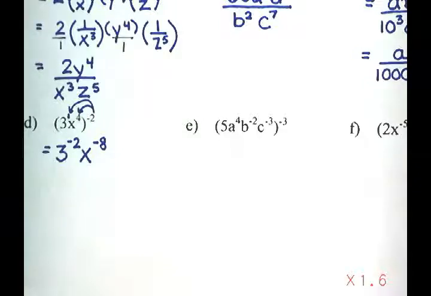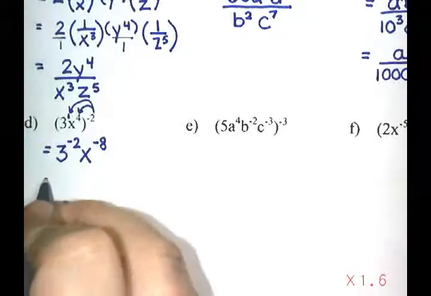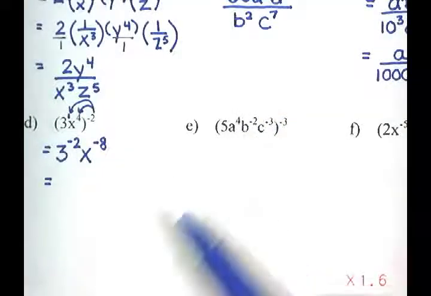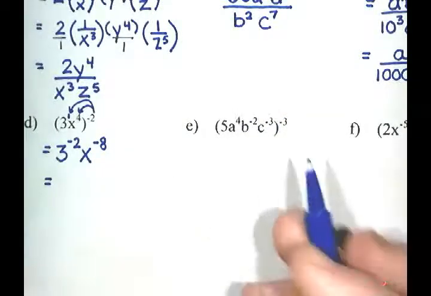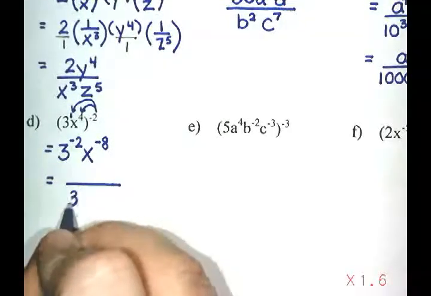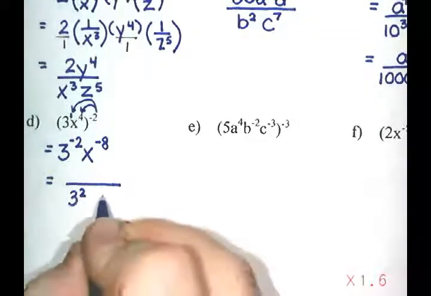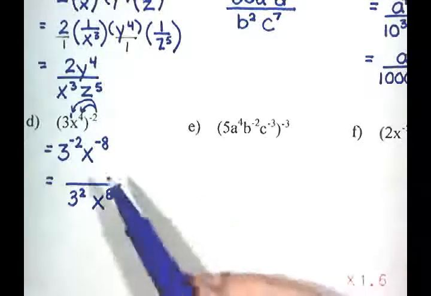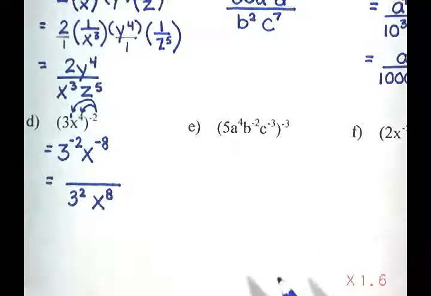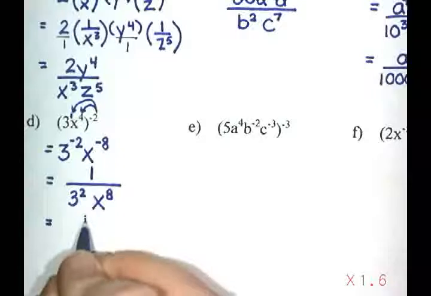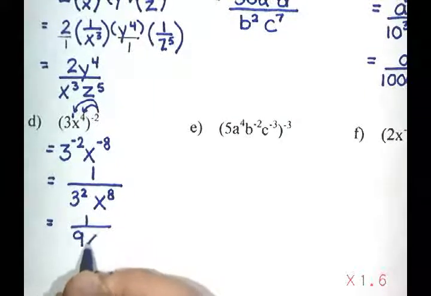Now, those negative exponents, they flip. And we talked in the previous examples about how anything with a positive exponent stays on top, and anything with a negative exponent is going to flip down into the denominator. So the 3 to the negative 2 is going to end up in the denominator, and the x to the negative 8 is going to end up in the denominator. So what stays in the numerator? Well, if there isn't anything else there, there's a 1. Now I am going to evaluate that 3 to the power of 2, which is 9, x to the power of 8.